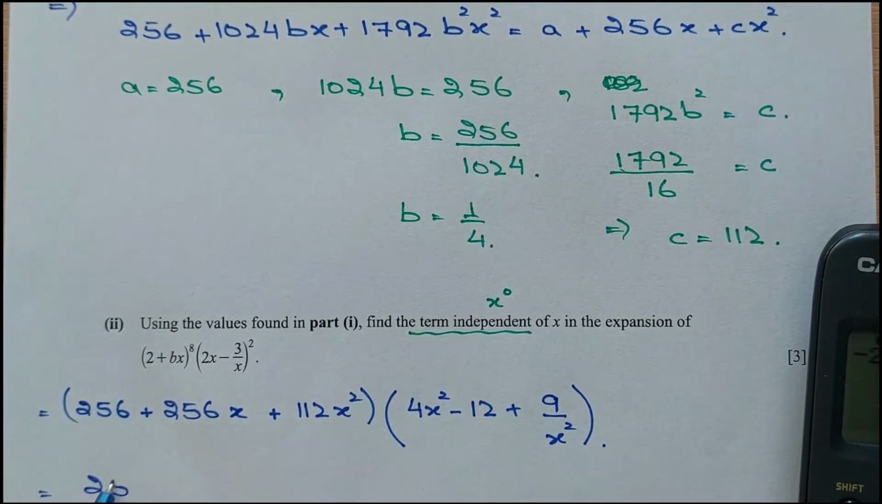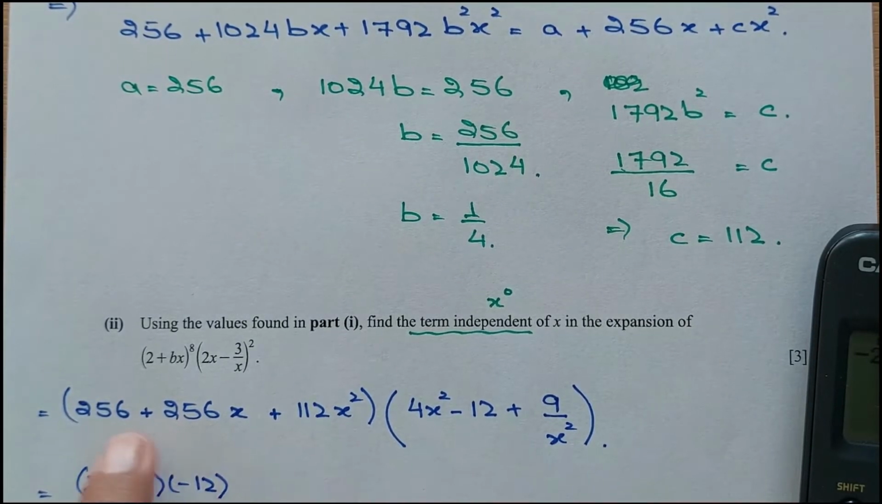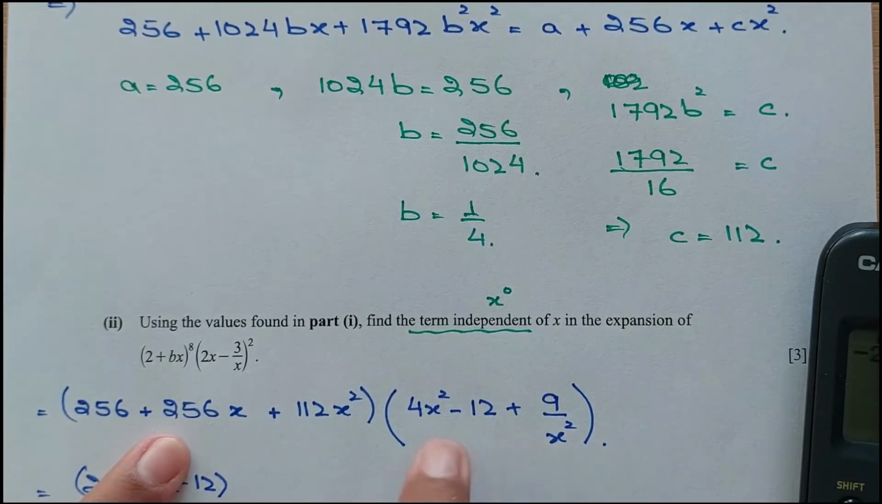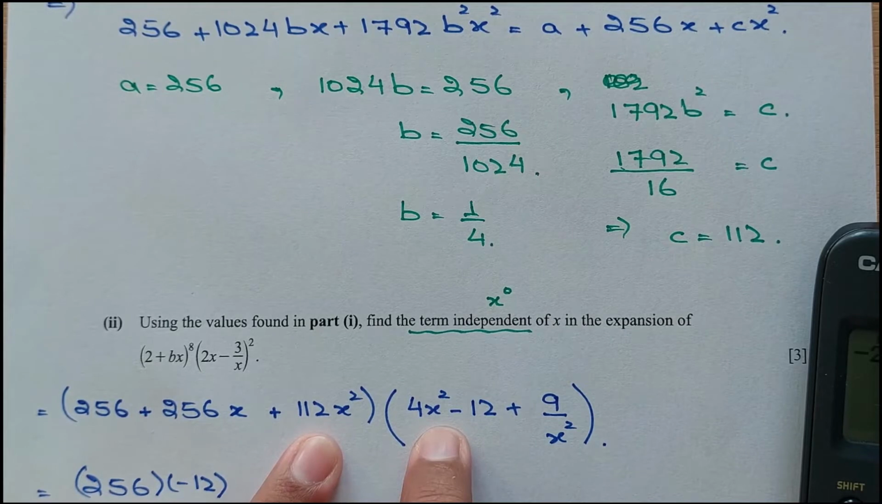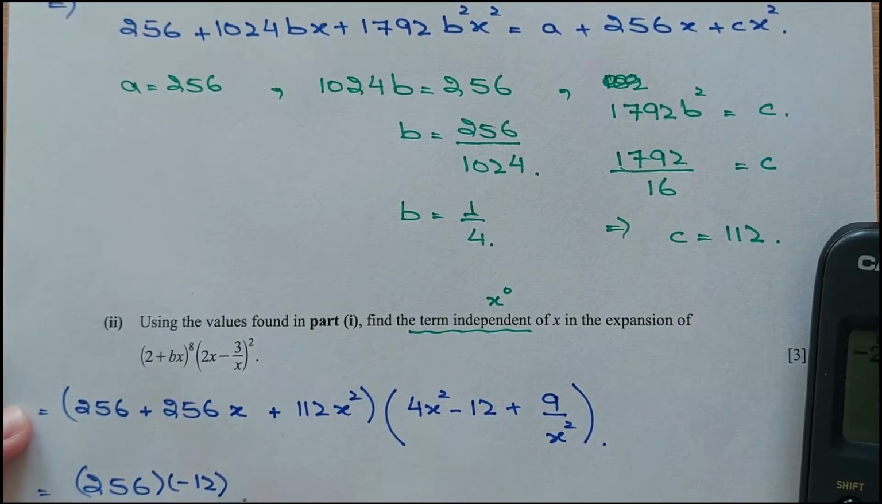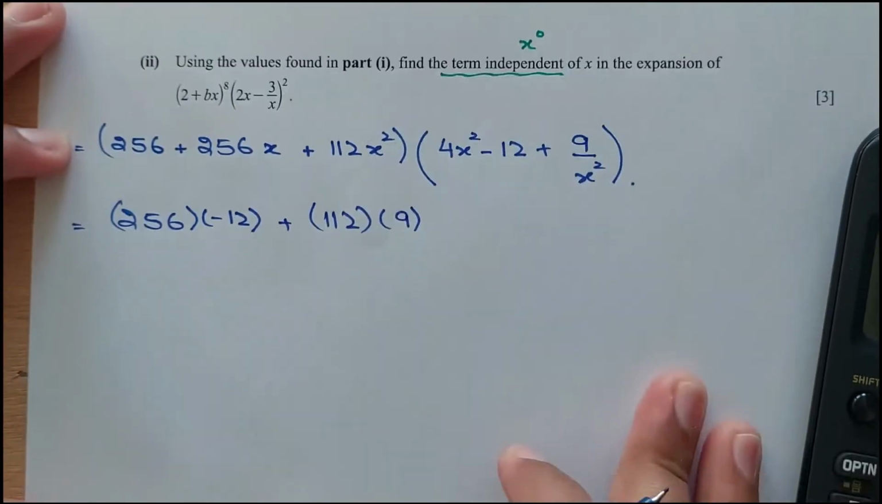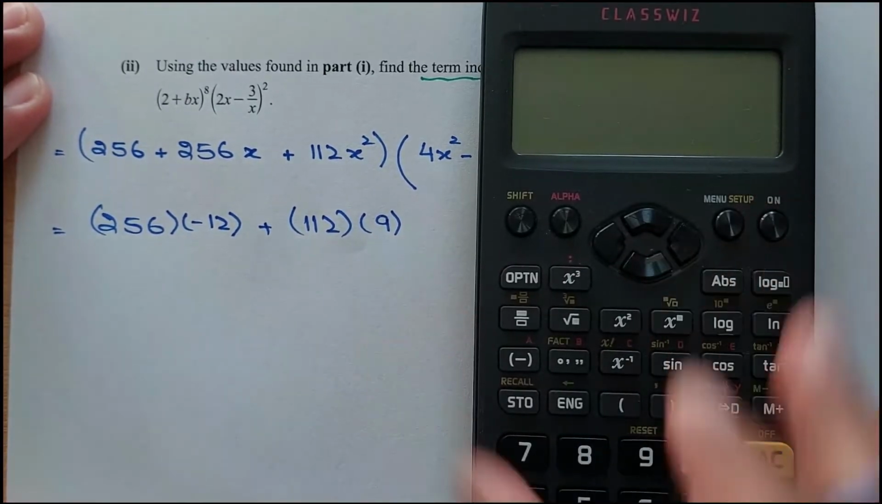So 256 times minus 12, and then this is 1 over x square term, this is x cube term, this is x term, this is 1 over x term, x power 4 x square term, and this is a constant term again, plus 112 is multiplying with 9, x square is cancelled with x square, right? Okay, now let me simplify.